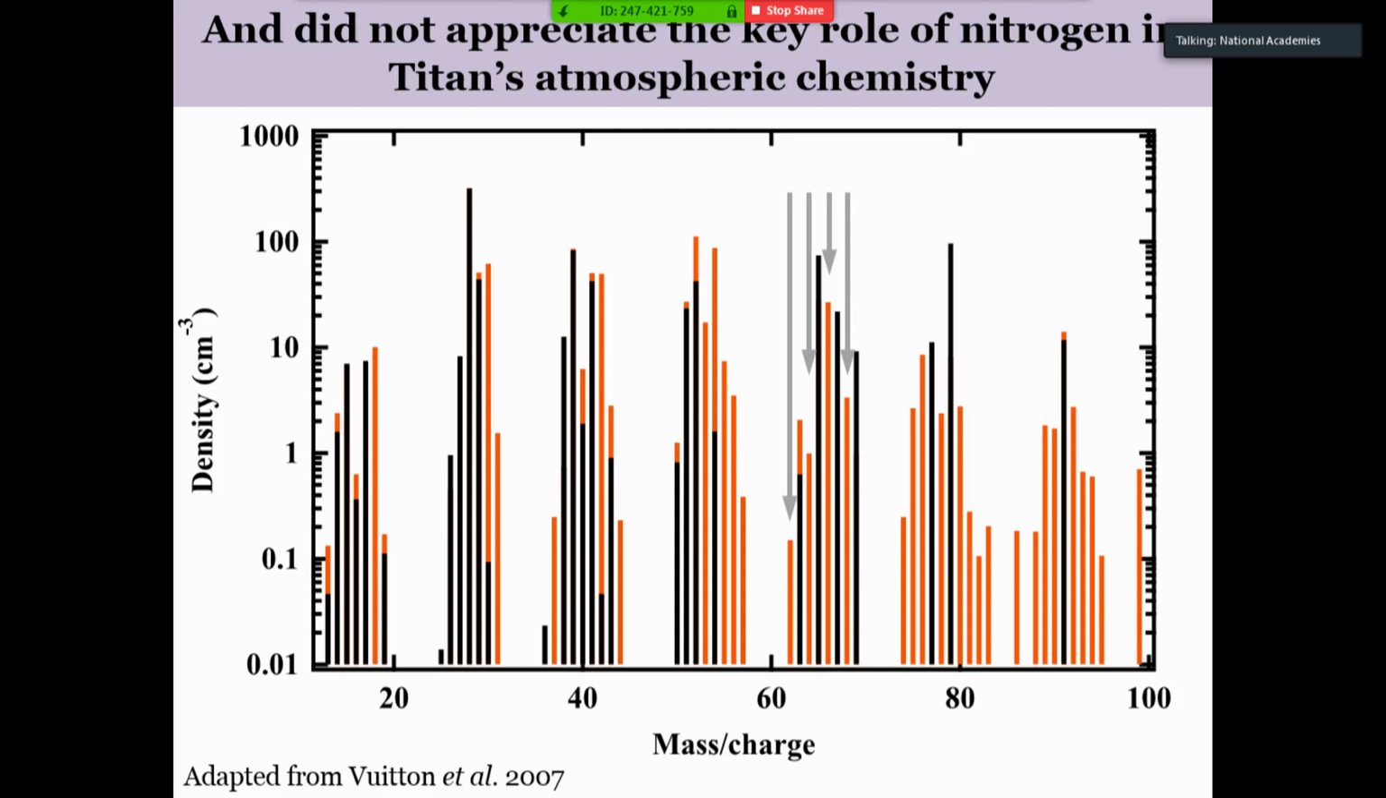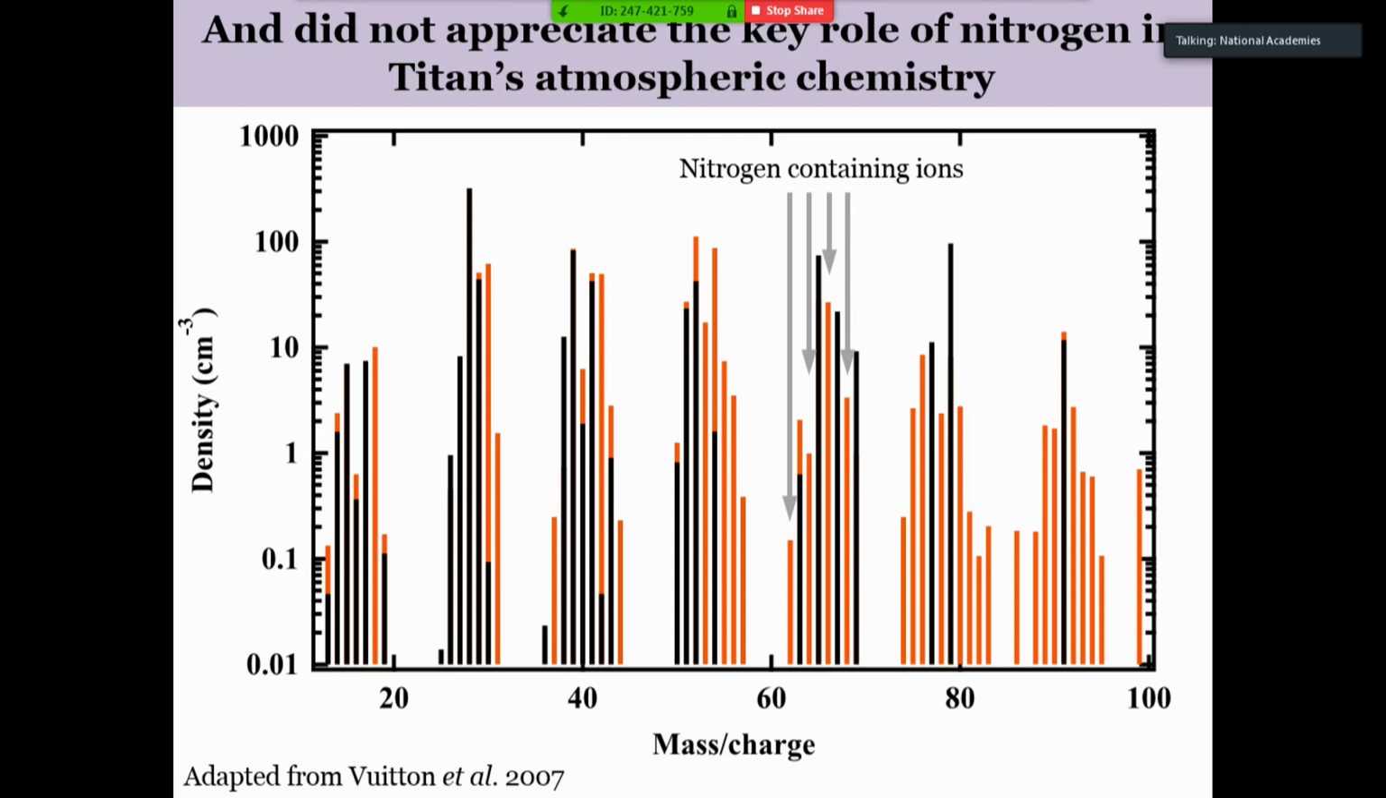Those of you who are used to looking at mass spec might immediately realize what the problem was. But these are all nitrogen-containing ions. And so we really underestimated the role that nitrogen plays in the chemistry of Titan's atmosphere. And the only way we found that out is by actually going there and measuring these things that we didn't know existed. And so this has really informed the models of atmospheric chemistry that we're using for Titan.